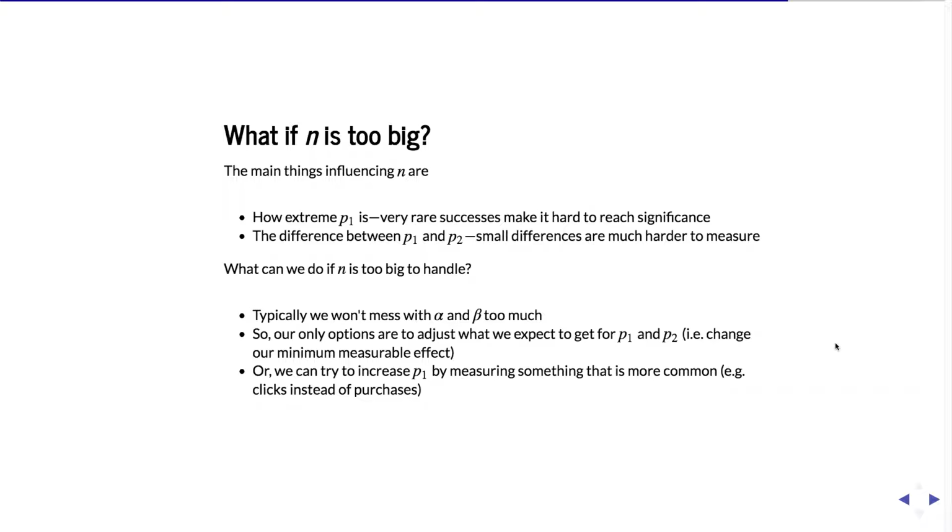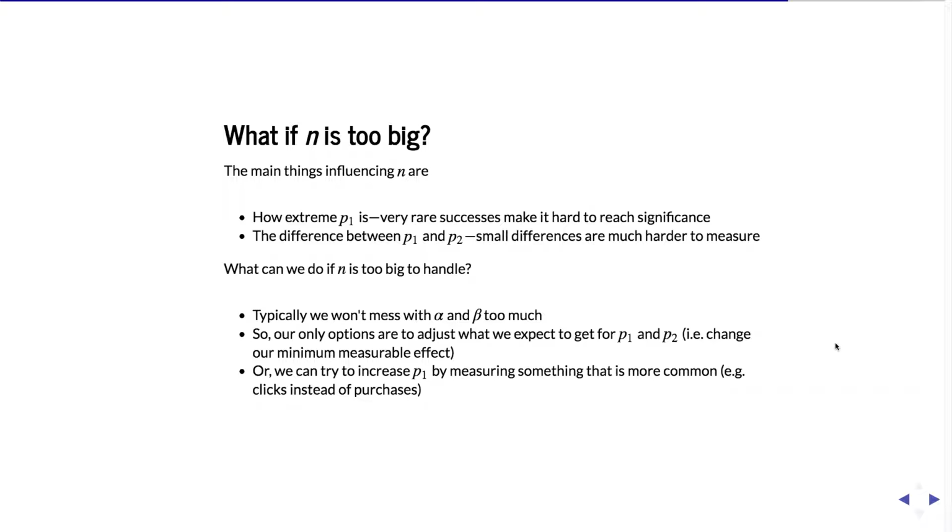But typically what we're going to want to do is adjust what we expect to get for P1 and P2. In other words, say, look, I want a bigger minimum measurable effect. If it's a small effect, I'm not going to be able to measure it, but I'm only going to measure bigger effects. So I'll need fewer samples, but I will be blind to small changes, right?